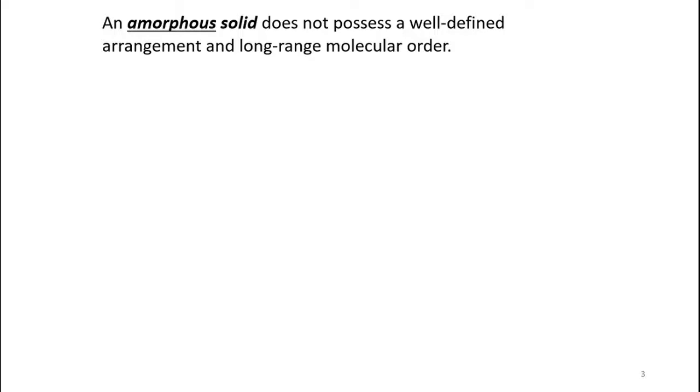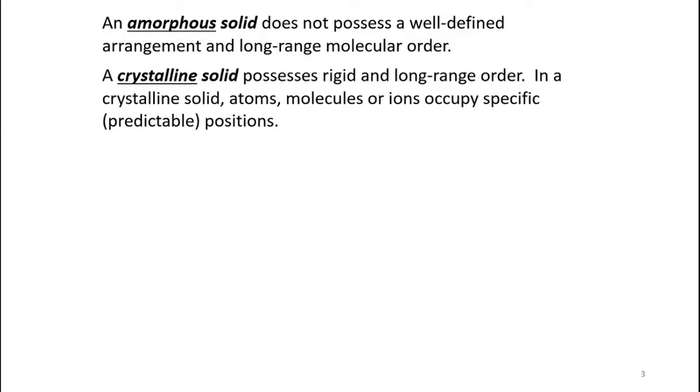Again, when we study the properties of solids, our brains go to work and we want to provide some kind of a framework for organizing the information that's out there for us. And so one of the things is we classify solids into two large categories. An amorphous solid is one that doesn't possess a well-defined arrangement or any long-range molecular order. A crystalline solid is the one that possesses rigid, long-range order. In a crystalline solid, the atoms or molecules or ions that make it up occupy specific positions and therefore they are predictable.